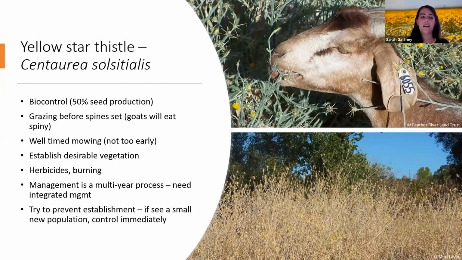And so there's a myriad of management methods to try to control this on top of that. So there is grazing. You would want to graze before the spines set. So goats are very hardy and they have no problem eating the spiny flowers. There's mowing, but you have to time your mowing very well, because if you mow too early, you're just going to give it more light. And it still has that root system that can keep taking up soil water. So you're kind of just making an even better environment for it. And then it's just going to keep growing.